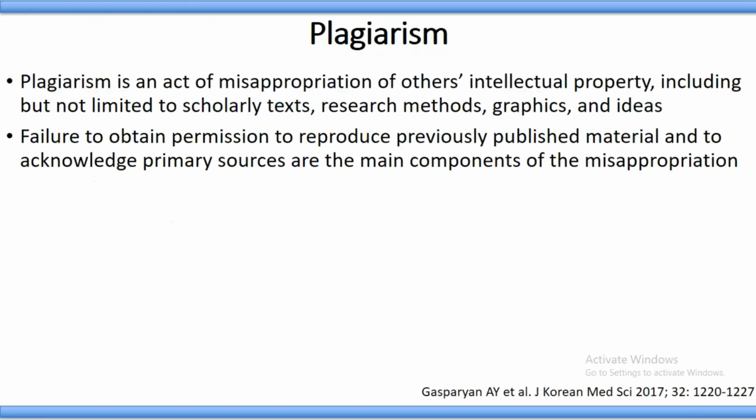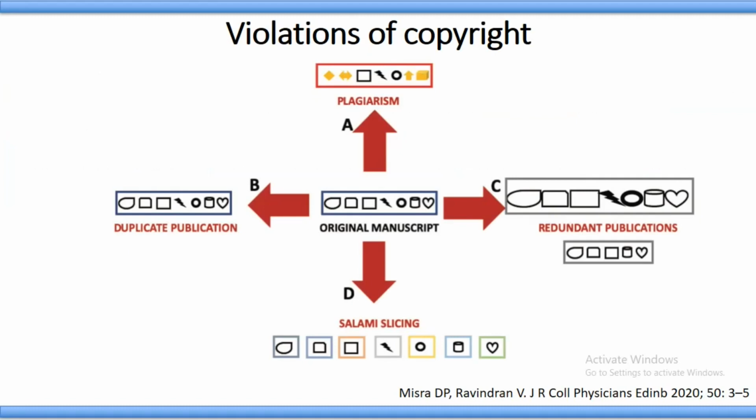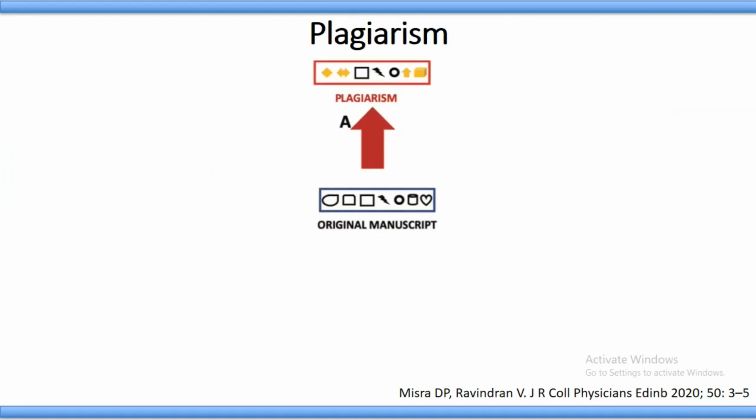So now more detail about plagiarism. So what is plagiarism? Plagiarism is an act of misappropriation of somebody else's intellectual property, including but not limited to scholarly texts, research methods, graphics, and ideas. Failure to obtain permission to reproduce previously published material and acknowledge primary sources are the main components of the misappropriation. So two things. You are not obtaining permission to reproduce and you are not acknowledging the primary source. So as we saw, this is plagiarism. Of these 7 different things that constituted a manuscript, 3 have been reproduced verbatim without any reference to the original source.